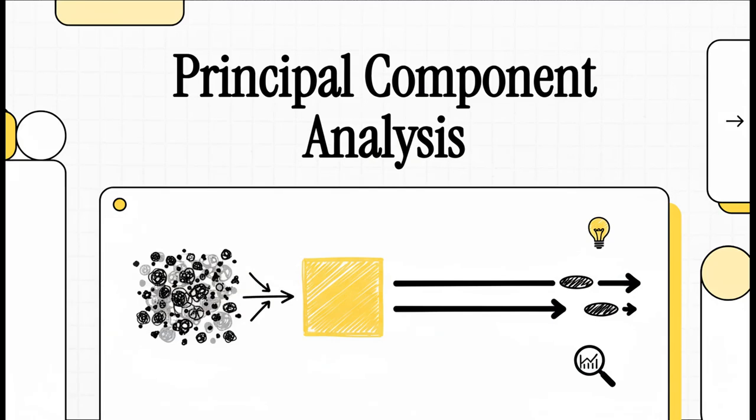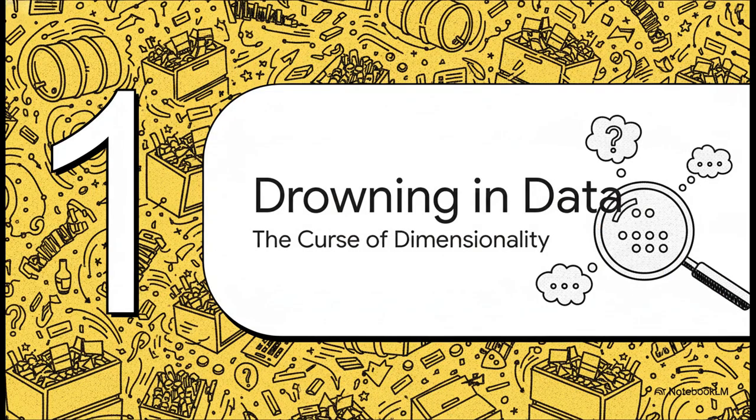All right, let's talk about one of data science's most powerful and honestly coolest tools, principal component analysis, or PCA. Now, what it really does is help us find the simple, hidden story inside of data that looks overwhelmingly complex. So let's kick things off with a problem that I'm sure a lot of you have felt. We are just drowning in data these days.